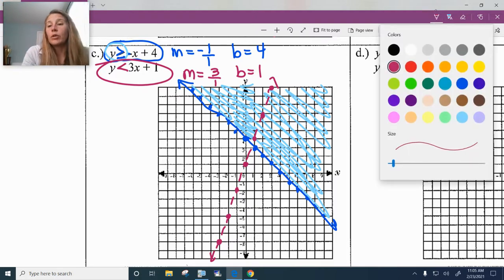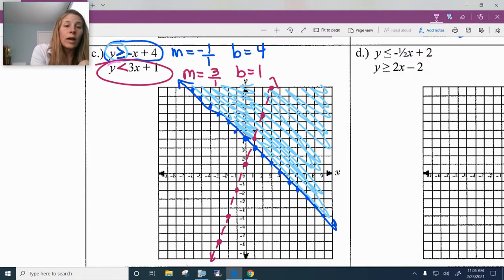And then finally, I'm going to do my shading. y is less than, so the less than y values are down here. These are all my negatives, so all the numbers are getting less than or lower. And then I just continue shading everything on that same side of that dark pink line.